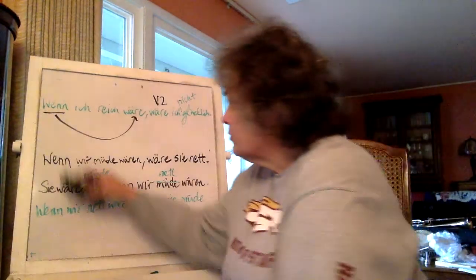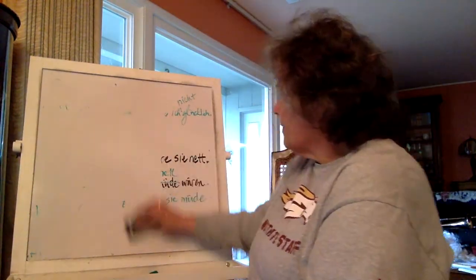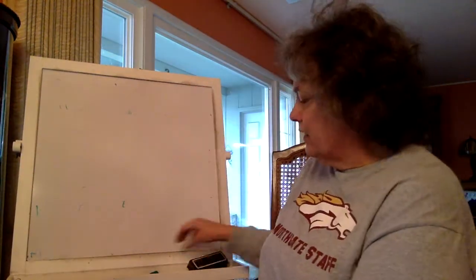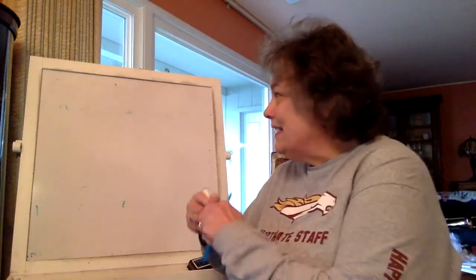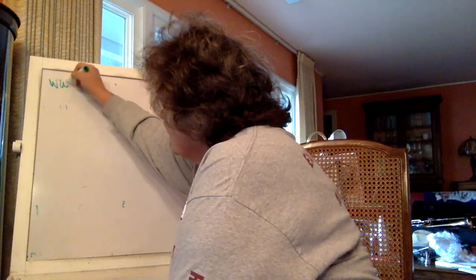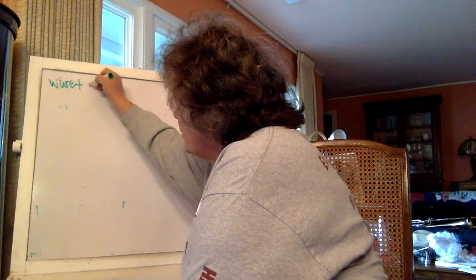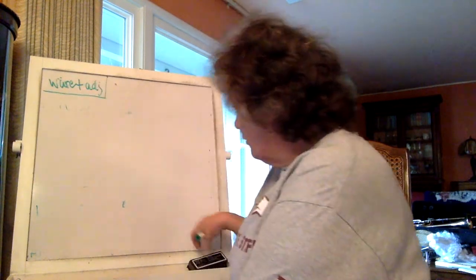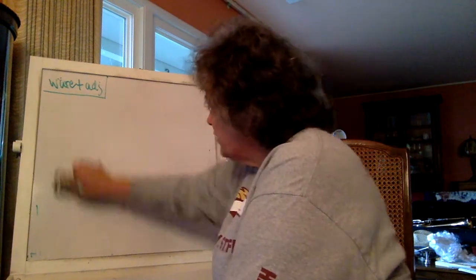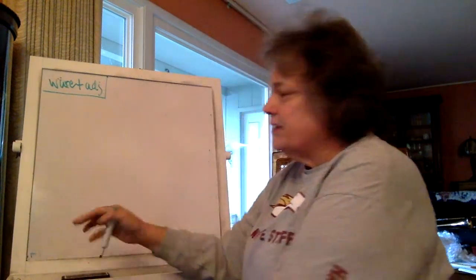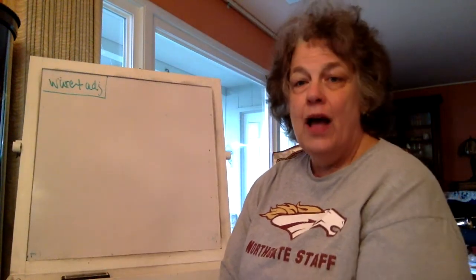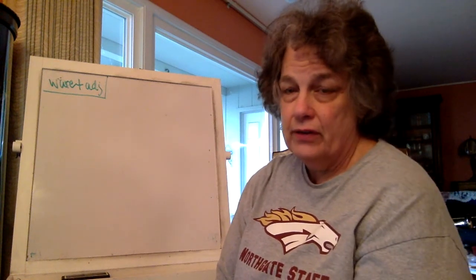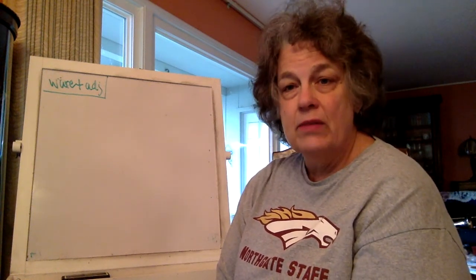So I just want you to remember that when we're using wäre, which comes from the verb to be, it's almost always going to be followed by an adjective. We're going to keep that up there as kind of a reminder, okay? So today, what we're going to do is add the verb haben. Remember, sein and haben often go together, and haben does the same thing.